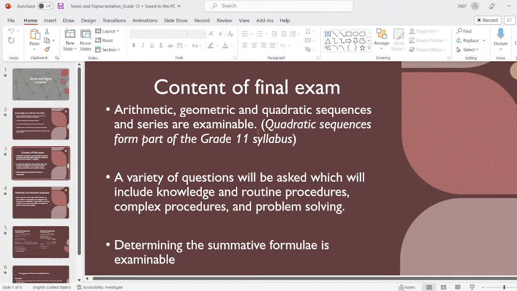So remember that arithmetic, geometric, and quadratic sequences and series are part of your exam, the final exam, and they were taught in grade 11. So a variety of questions will be asked, which will include knowledge and routine procedures, complex procedures, and problem solving. Determining the summative formula is examinable.